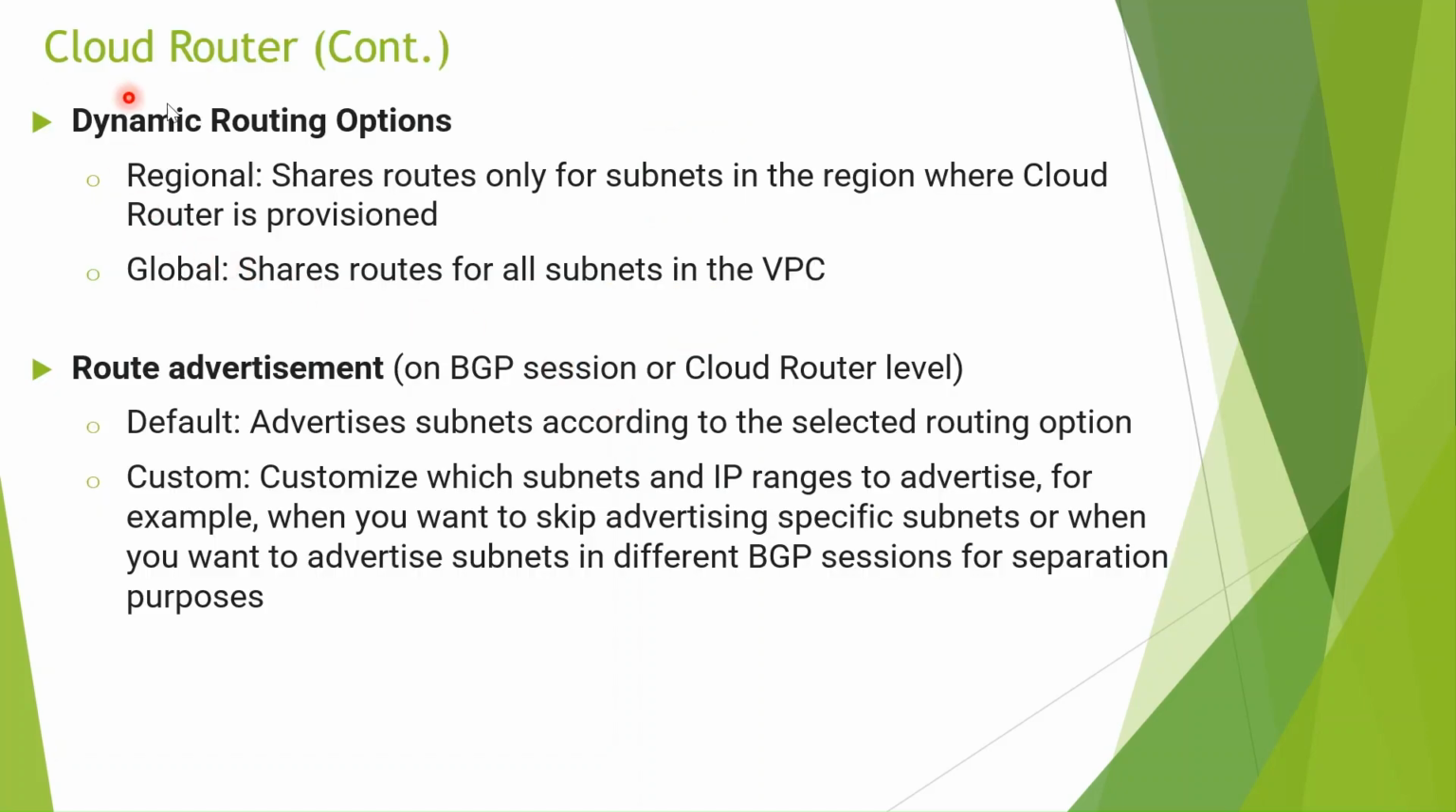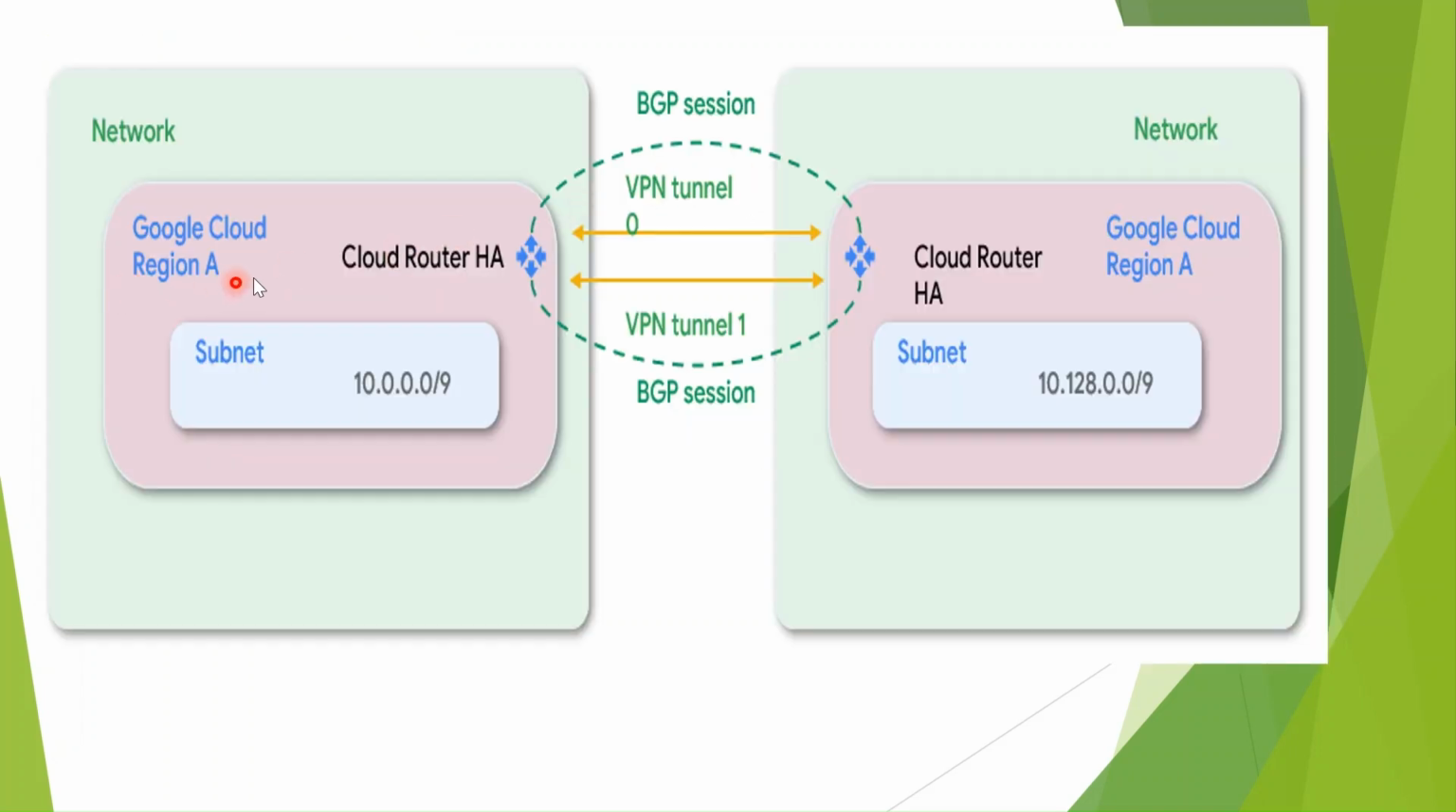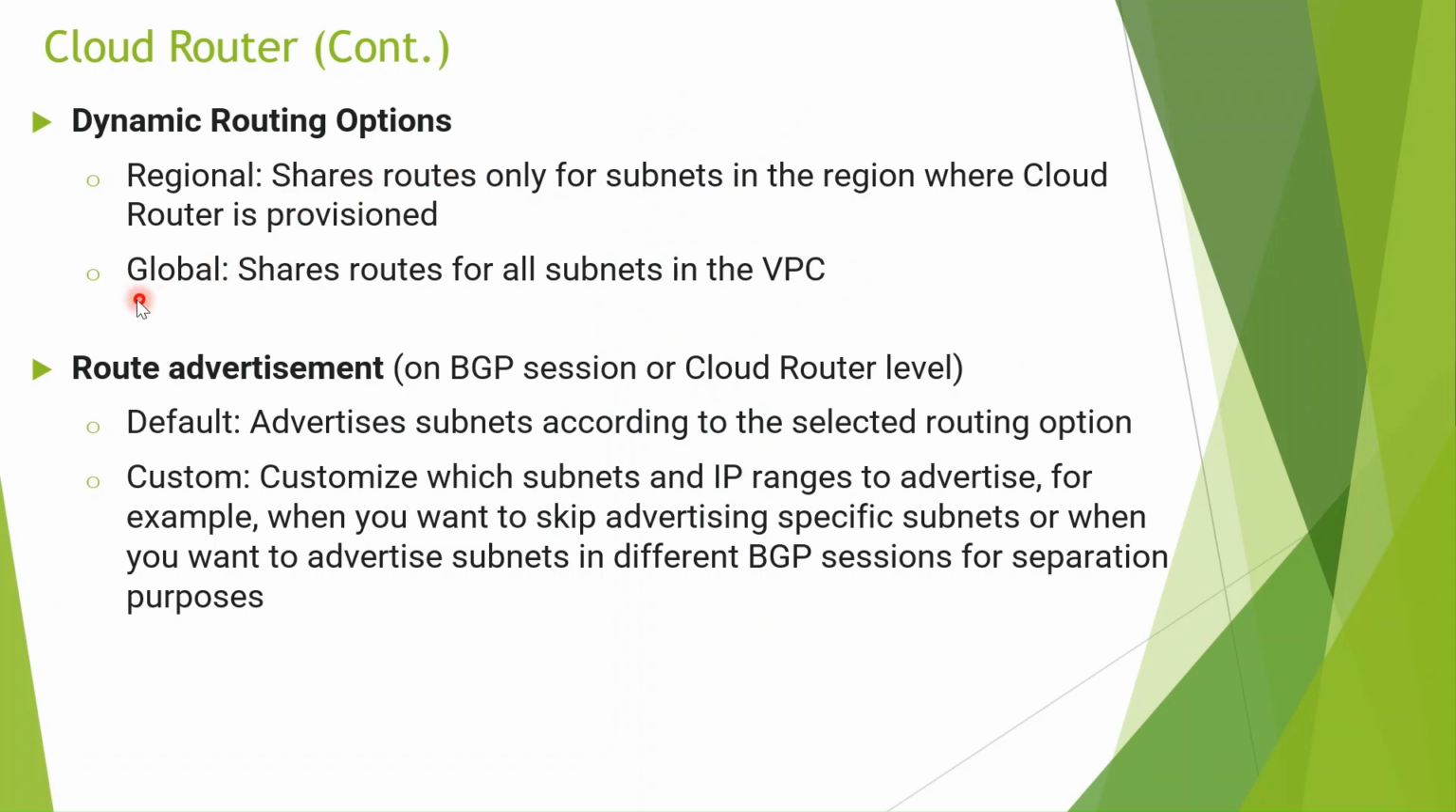Now I will tell you more about the options. There are two dynamic routing options. When you create a VPC, you have seen there are two options, regional and global. Regional means it shares routes only for subnets in the region where the Cloud Router is provisioned. Suppose you have created a Cloud Router in the us-central1 region. It will share only us-central1 routes to this router, but it cannot share other routes like your Mumbai routes, Japan routes, or Africa routes. But if your VPC is global, it will share routes for all subnets in the VPC.